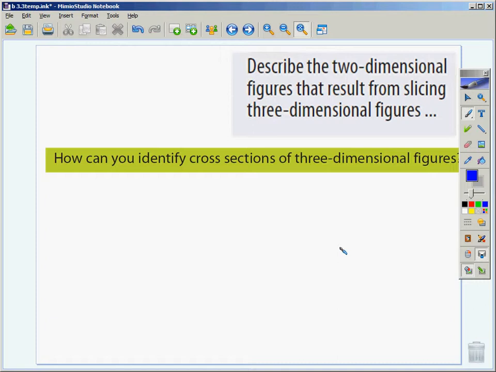Again, you're going to notice at the very top right corner, you see the learning goal for the day. It's there on your sheet of paper. Describe the two-dimensional figures that result from slicing a three-dimensional figure. You've actually done some of that. Anyone who has ever cut an orange apart has taken a slice of a three-dimensional figure.